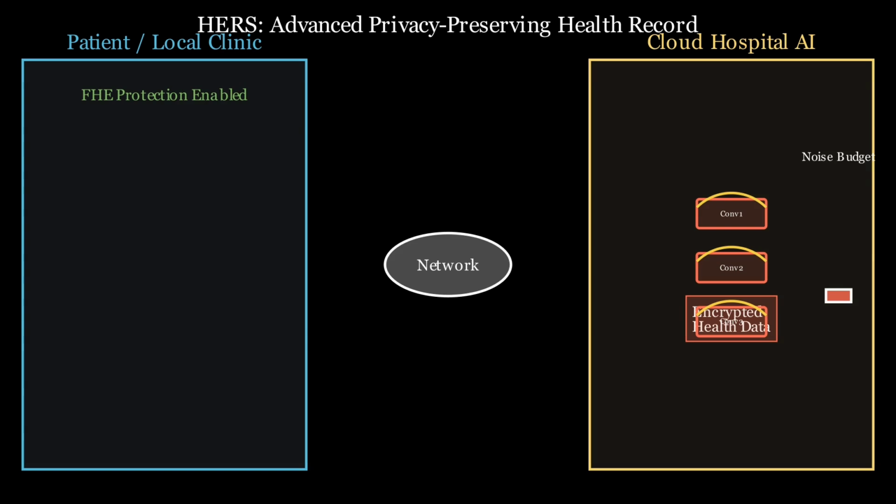If the accumulated noise breaches the upper threshold, meaning the budget drops to zero, the mathematical noise will completely overlap and drown out the encoded medical features. If that happens, the ciphertext is permanently corrupted, resulting in catastrophic decryption failure.